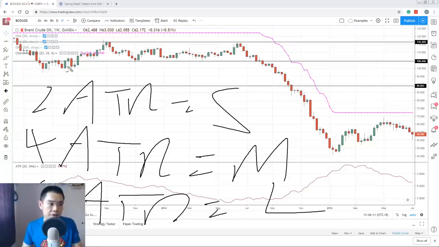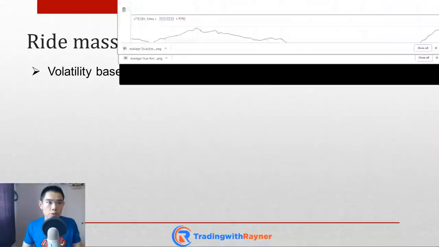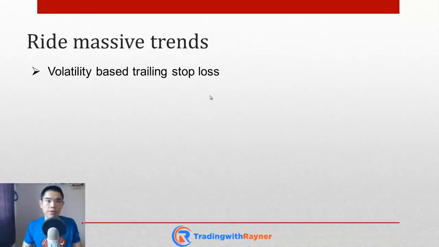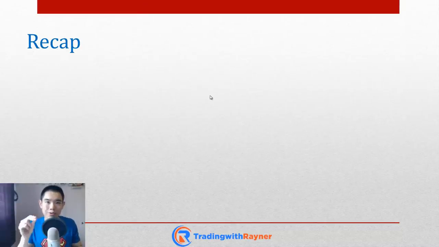But in this case, you can make your life easier by using the chandelier exit indicator, which is just a variation of the ATR indicator, but more for trailing your stop loss. So with that said, wow, we've covered quite a bit. So let's do a quick recap.